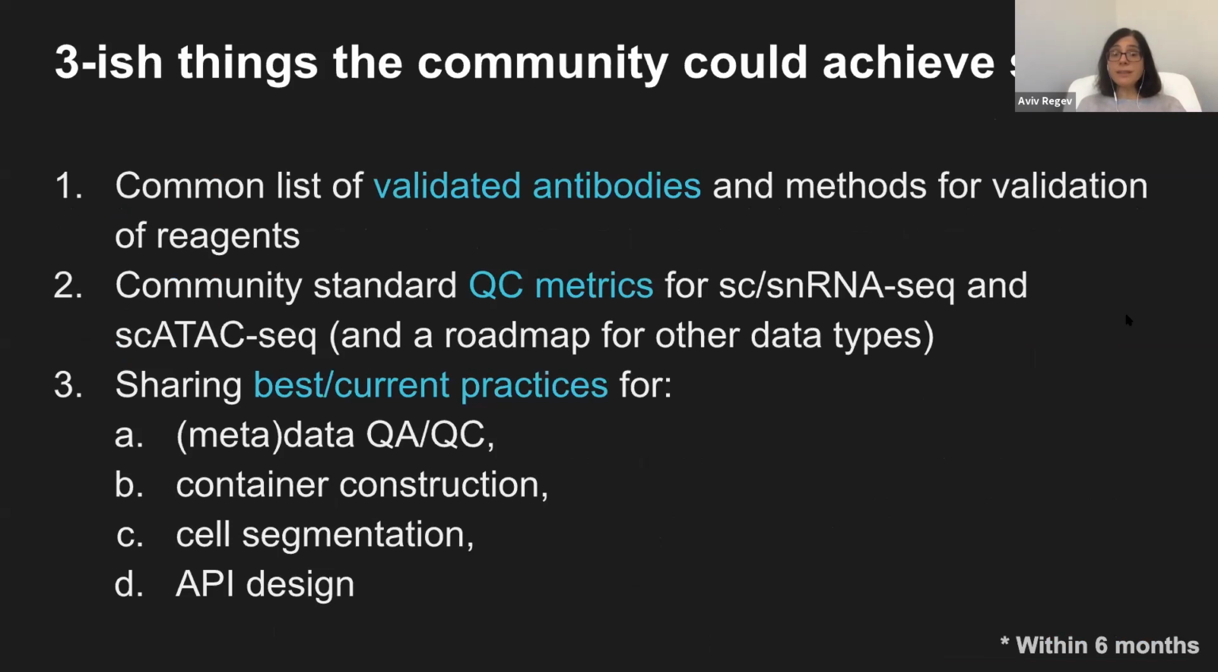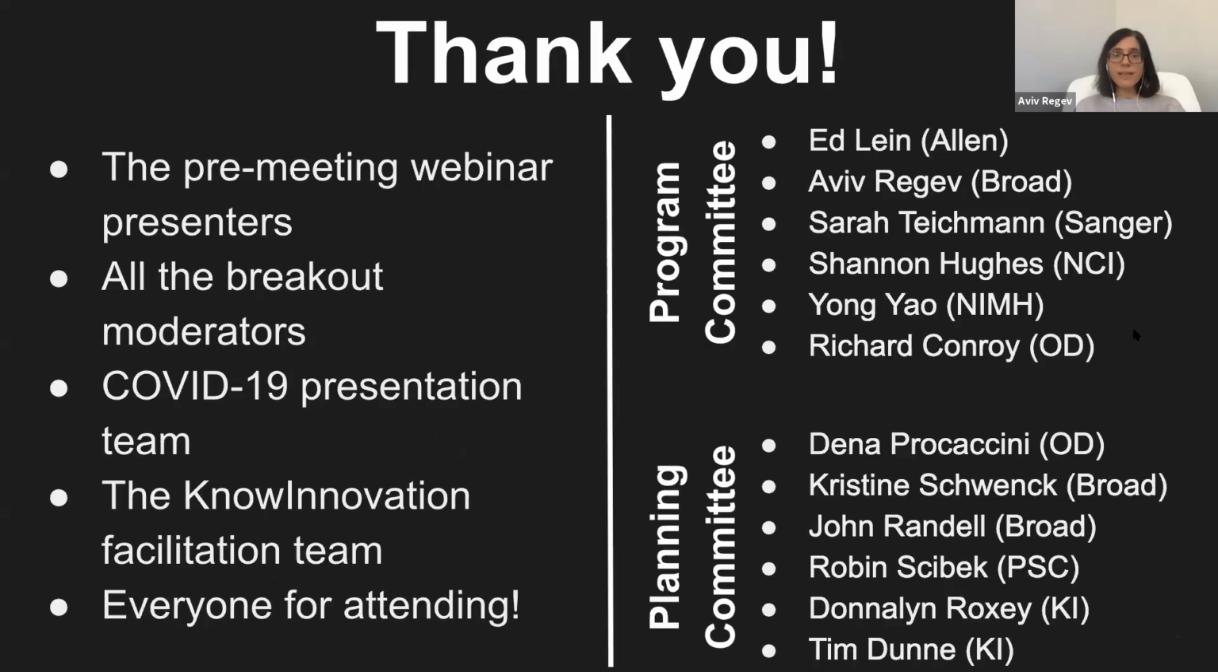And then three things that we hope the community would achieve soon, and by soon we mean within 6 months. Maybe have a common list of validated antibodies and methods for validation of reagents, having standard QC metrics for single-cell and single-nucleus RNA-seq. This is pretty advanced, and we hope to have the same for single-cell ATAC-seq, and maybe a roadmap for other types of data. And then share our current practices. Maybe they're the best ones, maybe new and better ones will be invented in the future, for metadata QC, for constructing containers, for cell segmentation, and for API designs. And with this, I'm going to turn over, I believe, to either Richard or Shannon for the next slide.